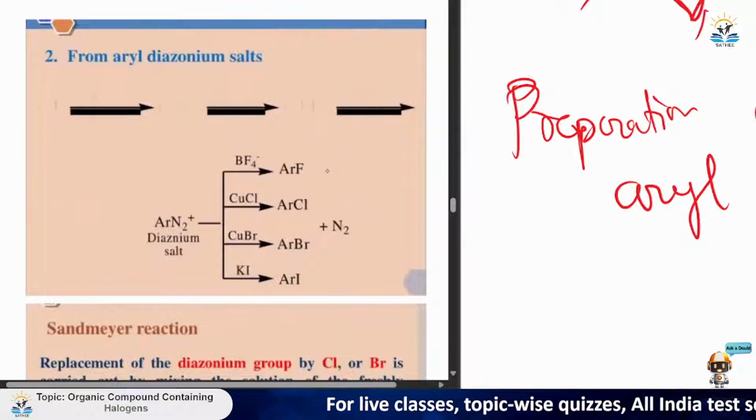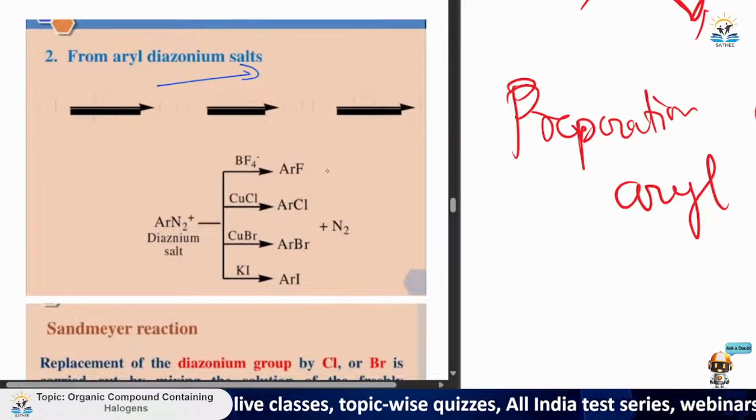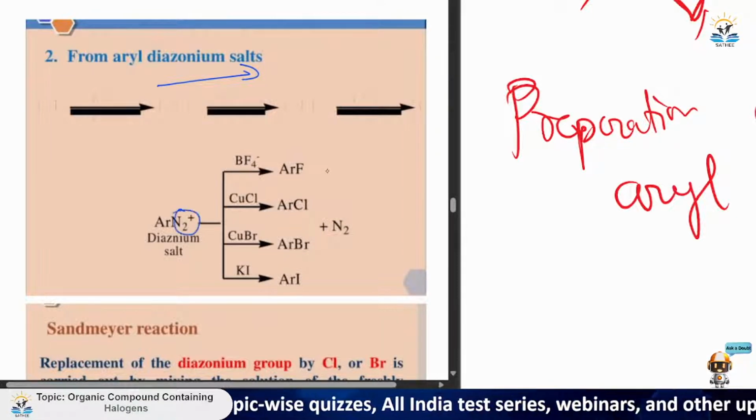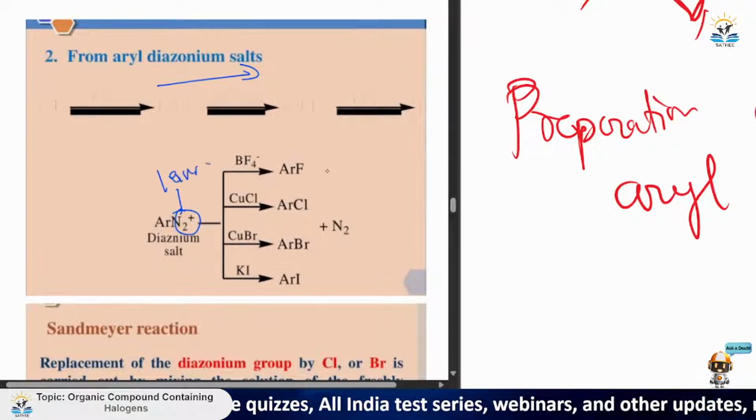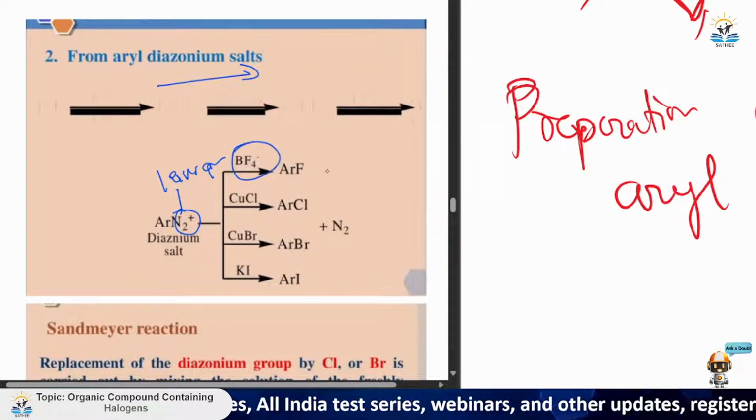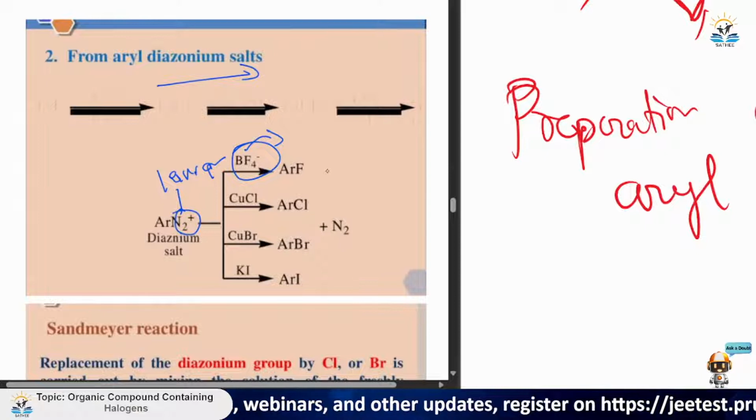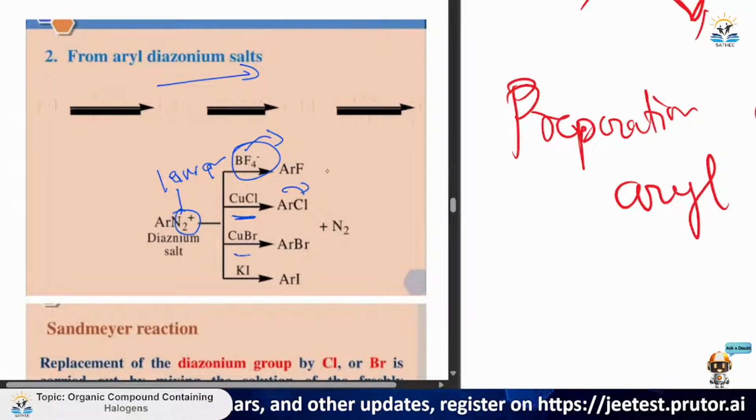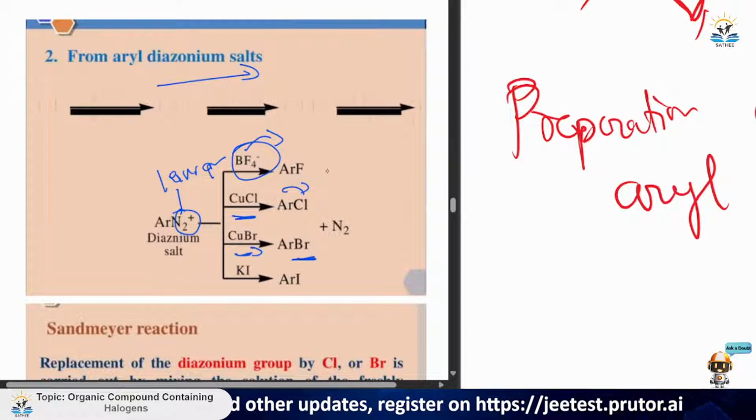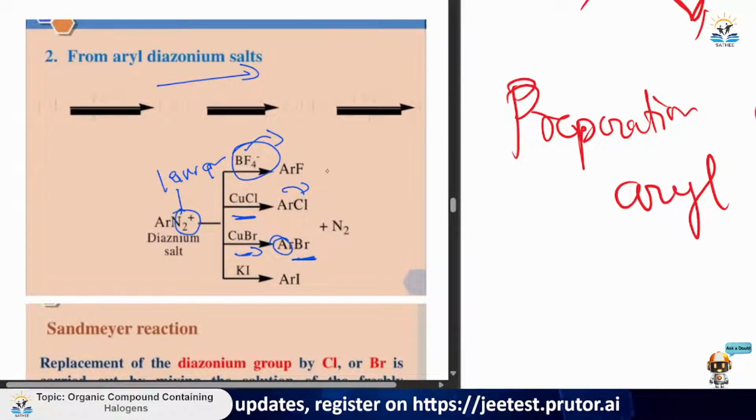Now some more reactions. From aryl diazonium salt, we can also make aryl halide. We have Ar-N2 positive, where N2 will be the leaving group, and BF4 negative is the ion, so Ar will be connected with fluorine. With CuCl we get ArCl, and with CuBr we get ArBr. The aromatic compound can be any ring compound, and the bromine is connected to that ring only, not to any other part.